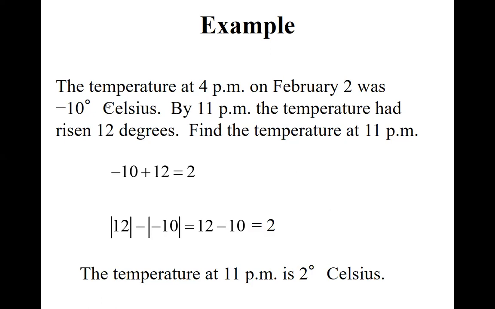But yeah, at 4 p.m. we're at negative 10. Then we add 12. We could also think of a number line. Start at 0, go left 10. You're at negative 10. Go right 12. You pass 0 and you end up at positive 2. And that is it for this lesson and this topic.